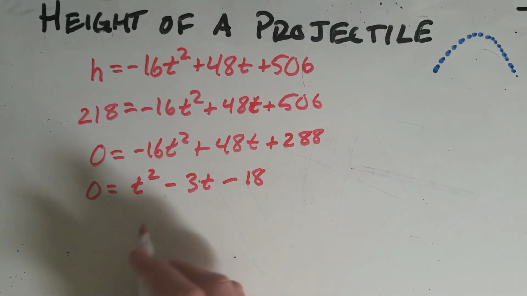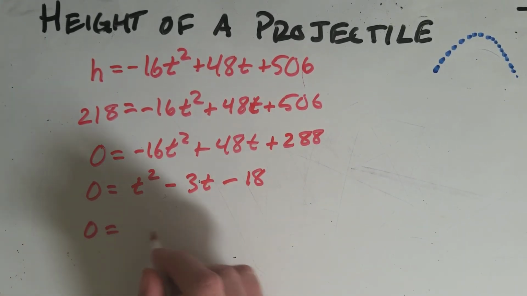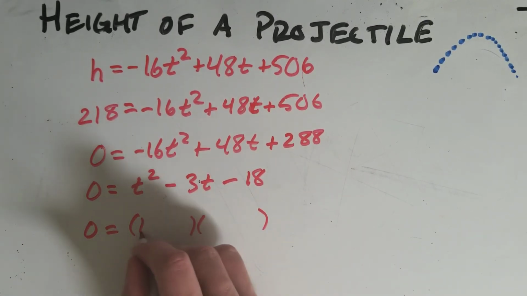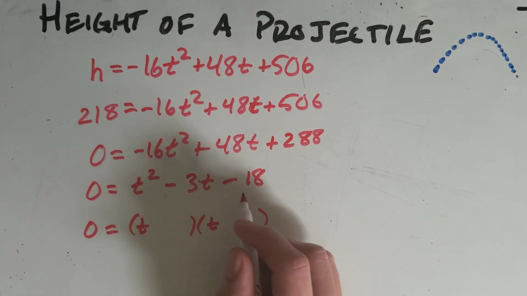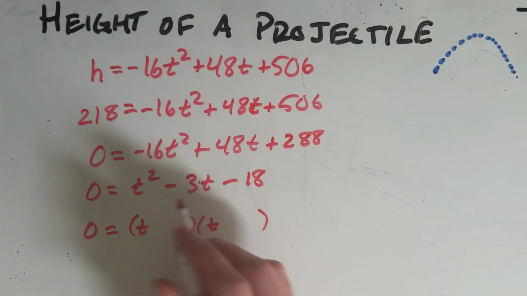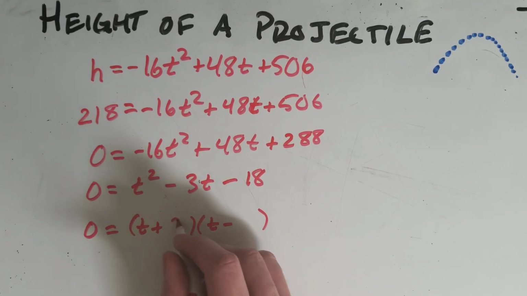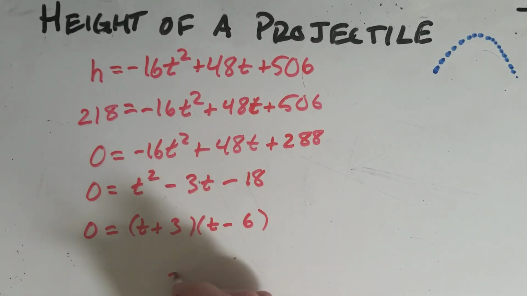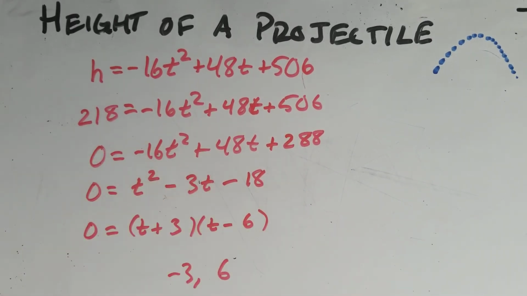And now we can try to solve. So what can we do to solve for t? Well, let's try factoring. If factoring doesn't work, we can fall back on the quadratic formula. But this is set up really nicely for factoring. So when we factor, we have a negative at the end, so we're going to have a plus and a minus. And we should end up with plus 3 minus 6. So that means t could either be negative 3 or 6.